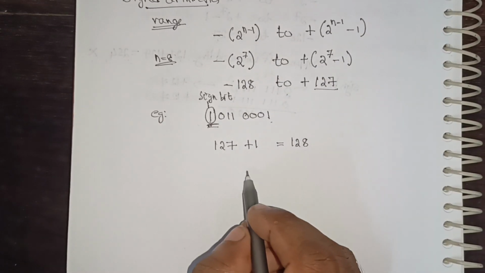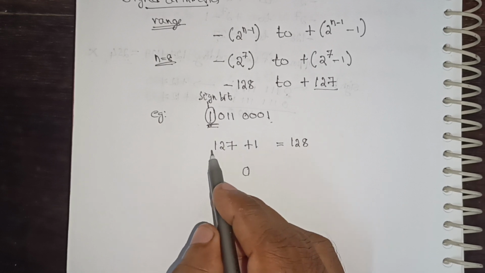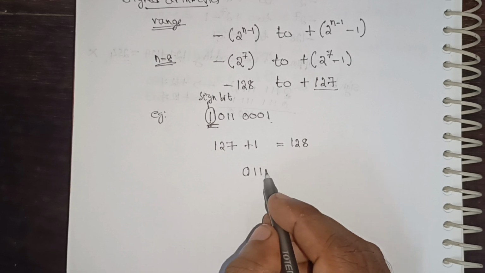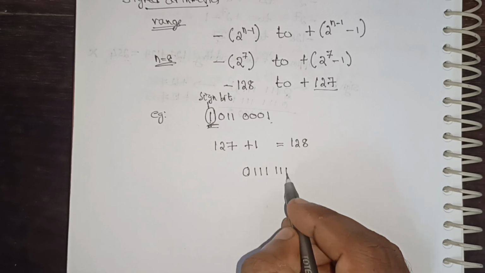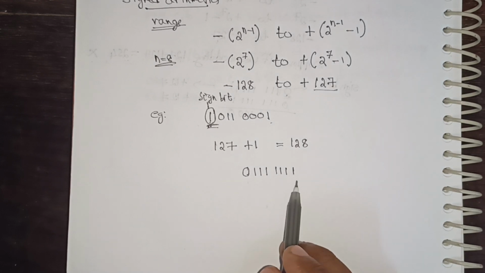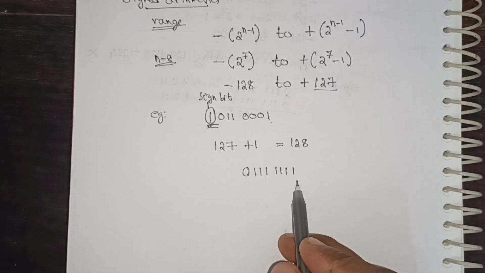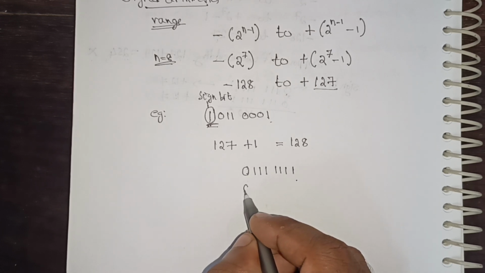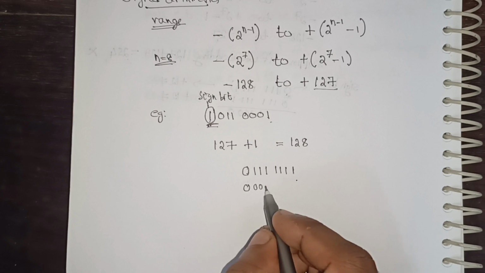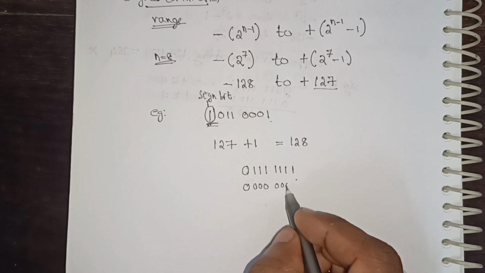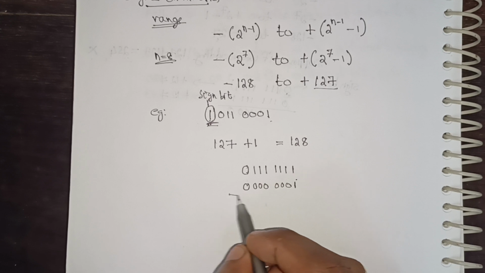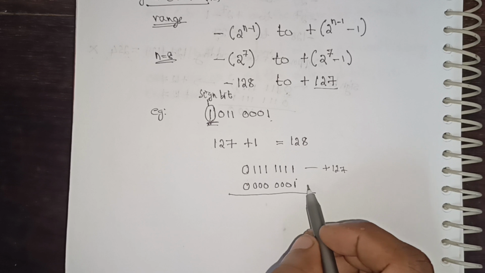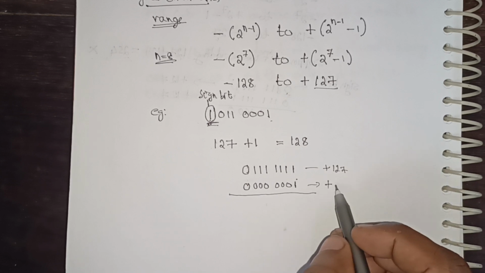127 can be written as, this is positive 127, right? So the sign bit is 0. Then 127 means the rest of all are 1s. Okay, this is positive 127 in signed arithmetic. Then positive 1. For positive 1, here 0, the rest are all 0s, and here a 1. So this is positive 127, and this is positive 1.